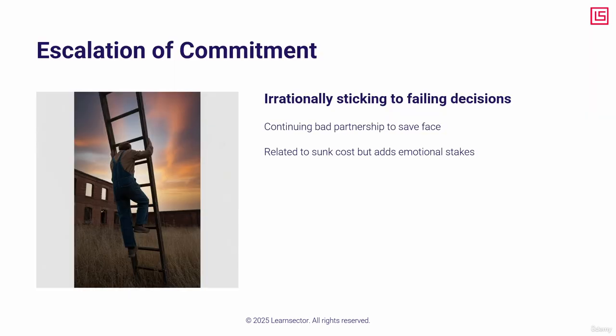There's also escalation of commitment. This is when we irrationally stick to a decision, even when data shows it's failing. It's related to the sunk cost fallacy, but adds emotional or reputational stakes, like continuing with a bad partnership to save face. Effective leaders must be willing to course correct, accept hard truths, and detach ego from outcomes.